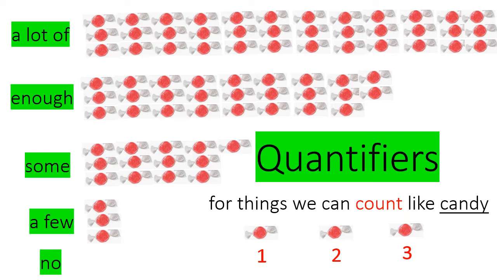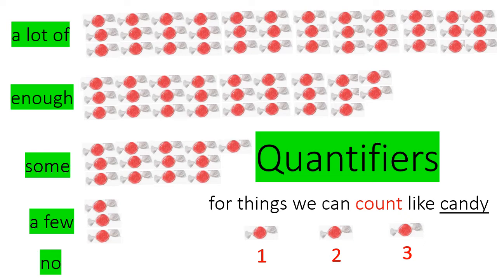Some means that some people will get candies and other people won't get candies. Okay, so notice here we have 13 candies. 13 candies is only some. Going down, we have a few. So a few means almost no candies. So if we have 26 kids in the class and only 3 pieces of candy, I call that a few because it's almost no.